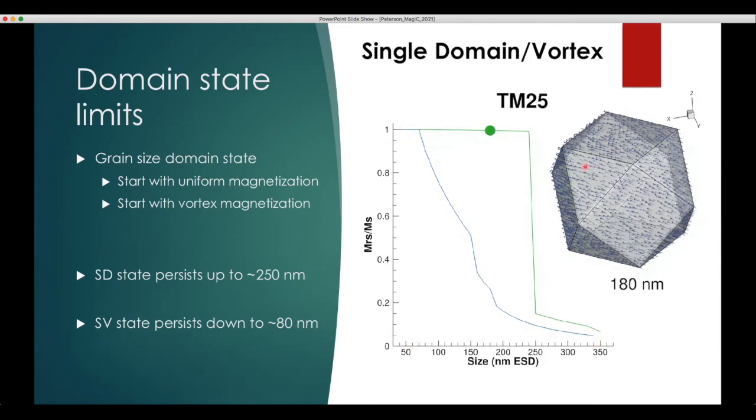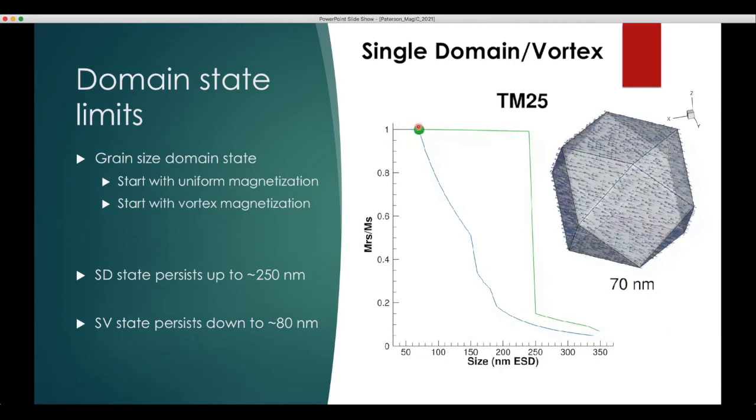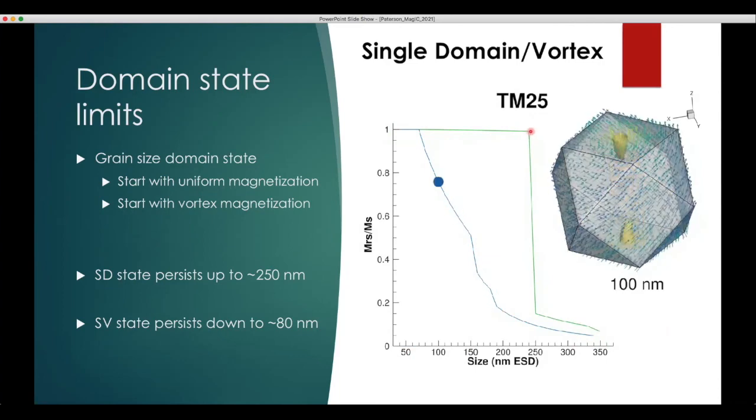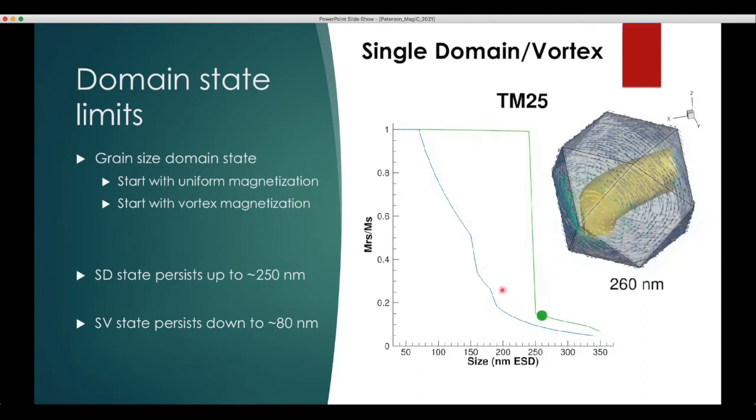So we're increasing the grain volume here. We then suddenly collapse to a vortex state. We then decrease the grain volume, the grain size. We remain in the vortex state, and then we come back up to the uniform magnetized state. And essentially the largest single domain state, in this case for a TM25 grain, persists up to about 250 nanometers. And when we decrease the grain volume, the single vortex state persists down to about 80 nanometers.